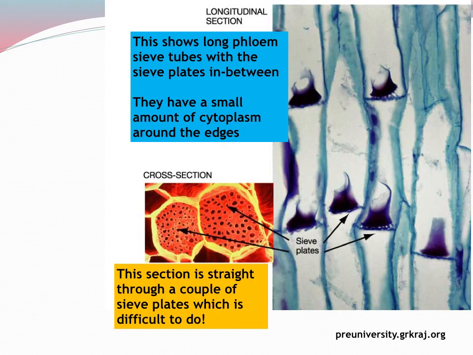Here's another image to show you phloem tubes in longitudinal sections. So this shows long phloem sieve tubes with the sieve plates in between. So they have a small amount of cytoplasm around the edges. And then there's a cross section to show you a sieve plate. So it's quite difficult to get a sieve plate in cross section.